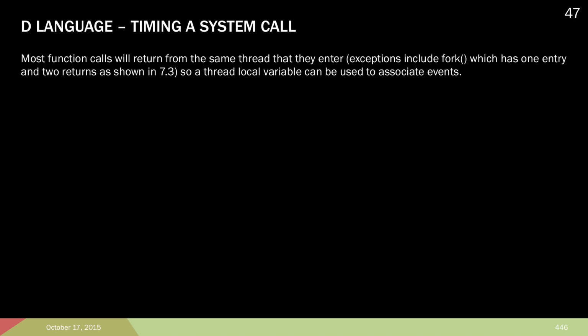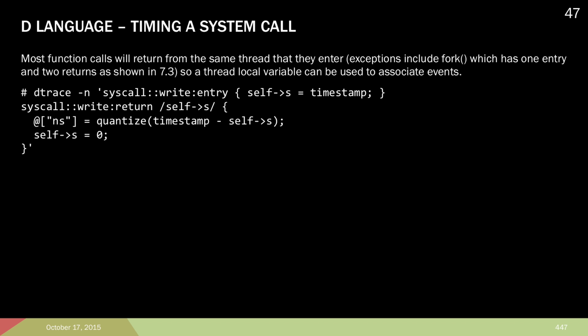Although there are exceptions like fork, function calls typically return from the same thread that they enter, so a thread local variable can be used to associate events. When we enter the write system call, we set a timestamp to a thread local variable using self->s.